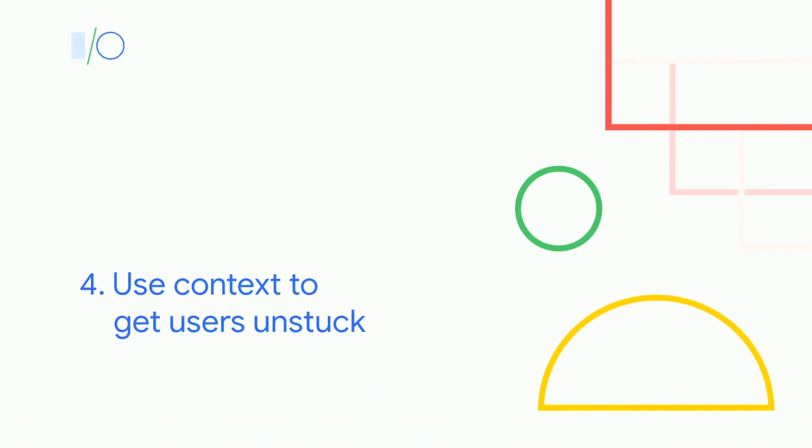But even if you build the best grammar in the world, there's still going to be times when your users get stuck, and you want to make sure that you're able to get them unstuck. And the key to that is using the context. By context, I mean the stuff that was already established earlier on in the conversation.